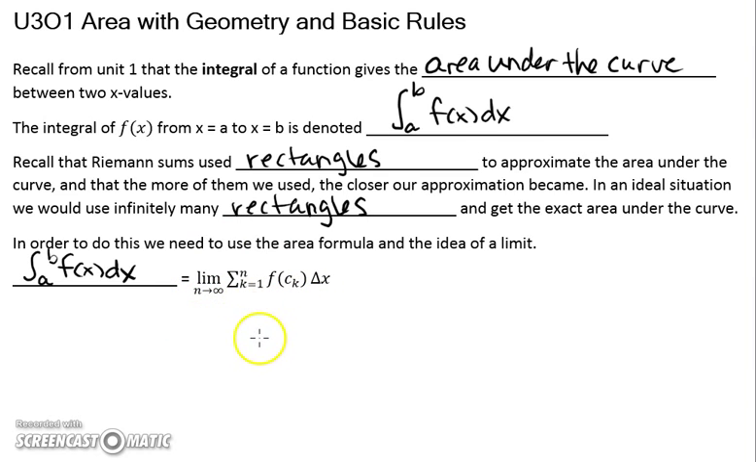So what all this stuff means is this is a bunch of y values. Right, f of any point is going to give you a y value on the curve. So this f of c sub k is just a y value. Now the c sub k just means k is going from 1 to infinity. So we're picking one arbitrary point, and then we're going to take infinitely many more of those arbitrary points. So this is just making sure that we have infinitely many y values. And this delta x is still just the change in x values.